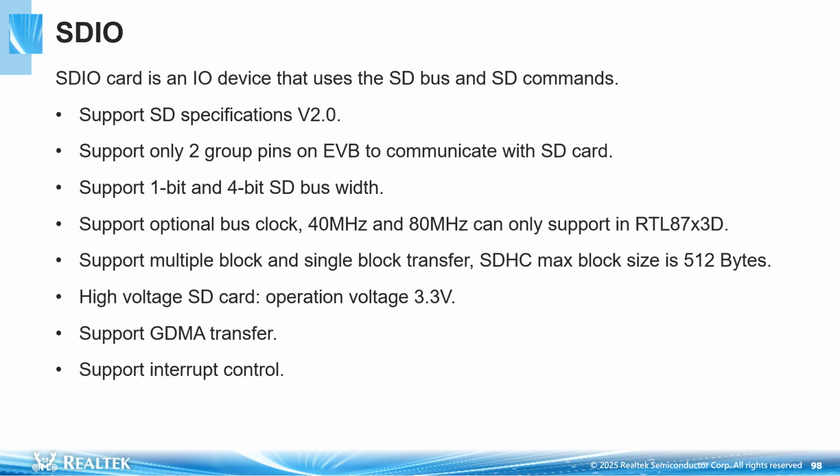It supports optional bus clock, where 40 MHz and 80 MHz are only supported in RTL87X3D, and supports multiple block and single block transfer. SDHC max block size is 512 bytes. The high voltage SD card requires an operating voltage of 3.3 V. It supports GDMA transfer and interrupt control.